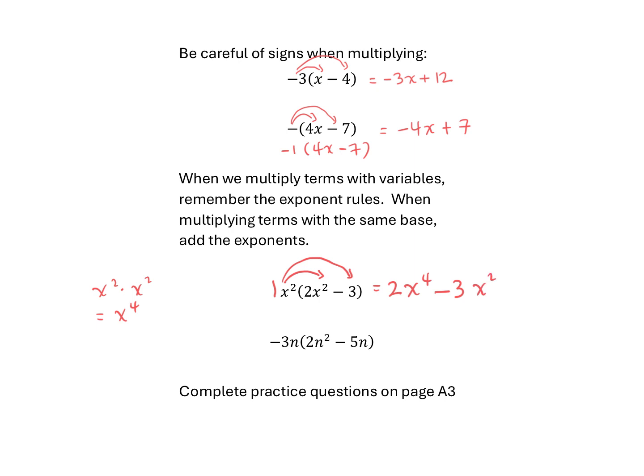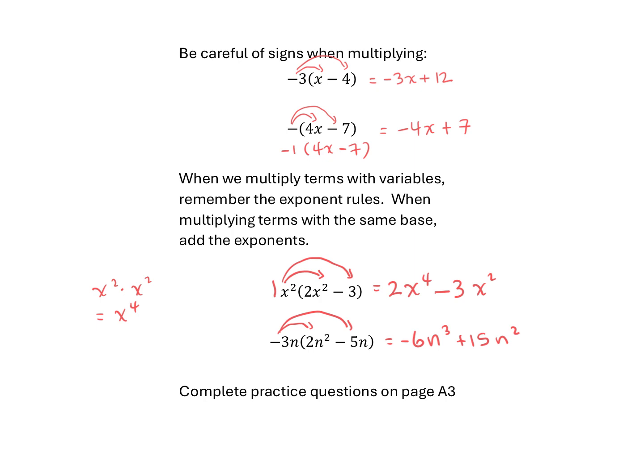In this question, we have a negative 3 times n times a 2. I always like to do the numbers first, so numbers, then letters. So negative 3 times 2 is negative 6. n, which is to the power 1, times n squared gives us n to the power 3. Then we have a negative 3 times a negative 5 is a positive 15. You can use your calculator if you're not sure. And then we have an n times n is an n squared.